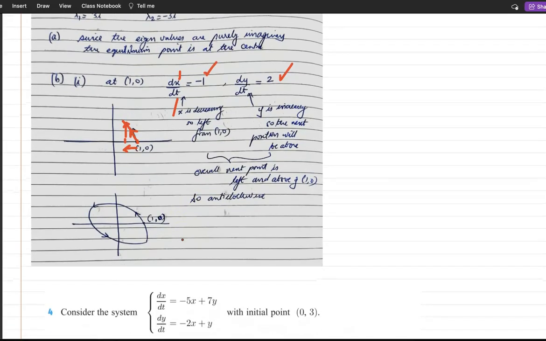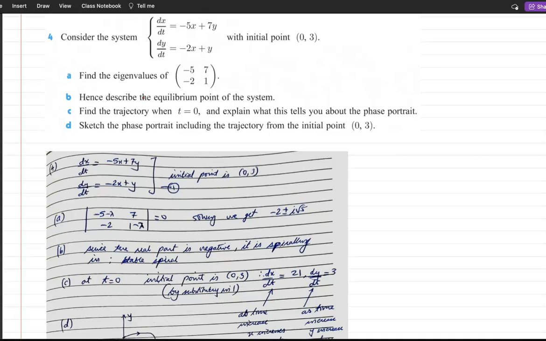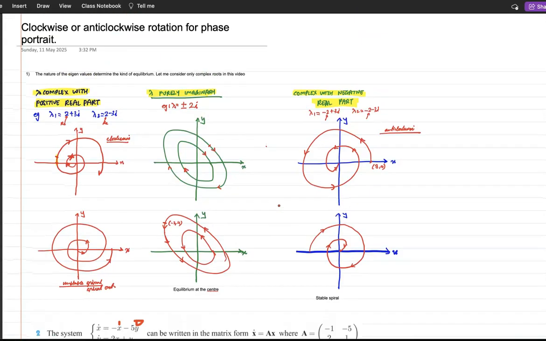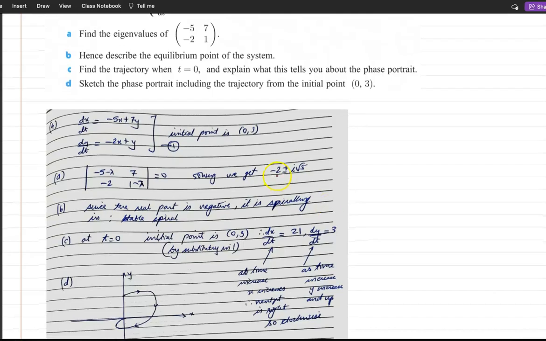Now let me just explain this with a spiral as well. So again, I've taken an example over here. Consider the system dx by dt is minus 5x plus 7y, dy by dt is minus 2x plus y. The initial point has been given. Find the eigenvalues. I'm not wasting time in finding the eigenvalues. Refer to the earlier video. If you see it's negative, so negative means it's a stable population spiraling in. It will spiral in. Now we need to decide whether it's going clockwise or anti-clockwise.